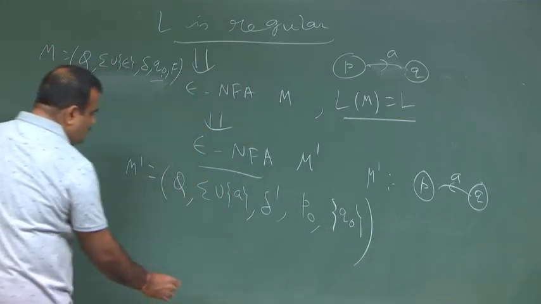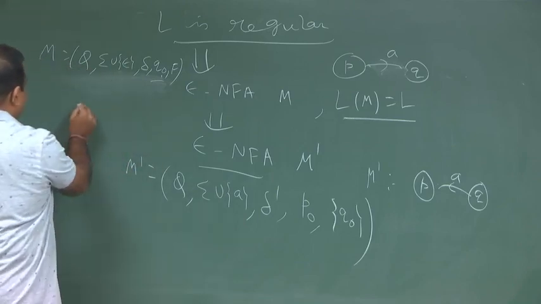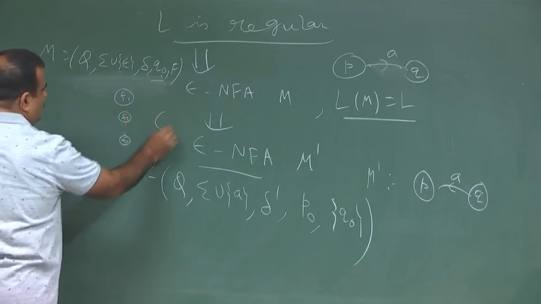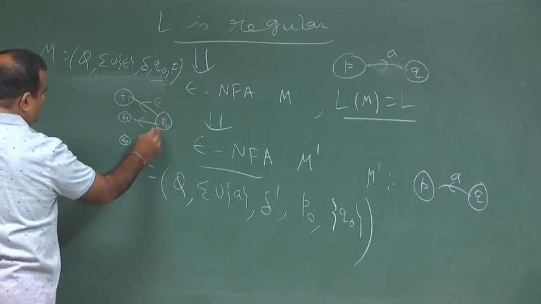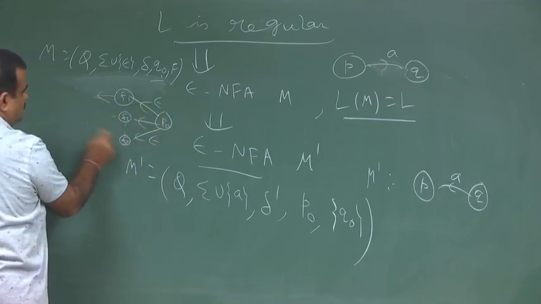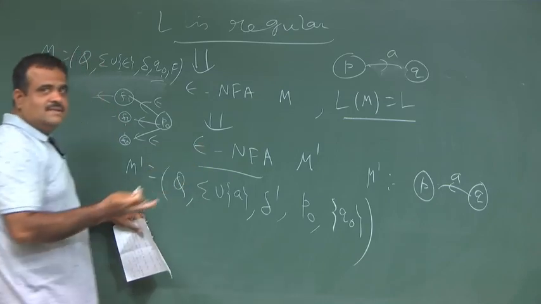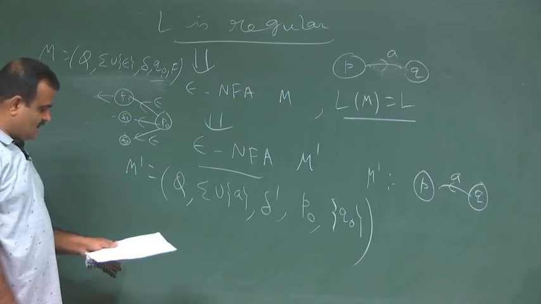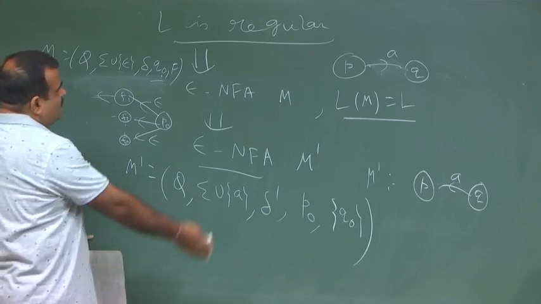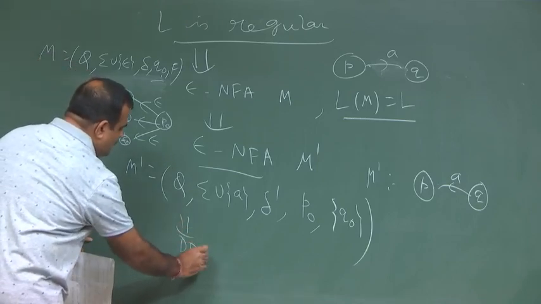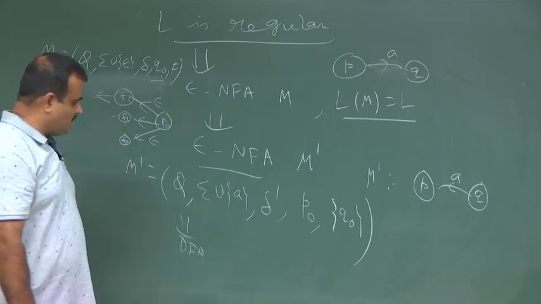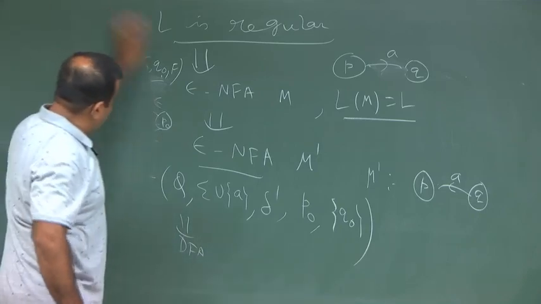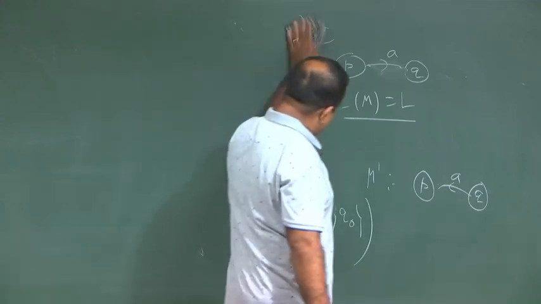And then P0. So, if there are many final states F1, F2, up to Fk, then from P0 we have an epsilon move to each of them, and we are reversing the arcs. That way only the reverse language will be accepted by this M prime. This is the construction, and from this M prime we can convert into a DFA, and from the DFA we can get the regular expression. But we can formally prove this with the help of induction and regular expressions.